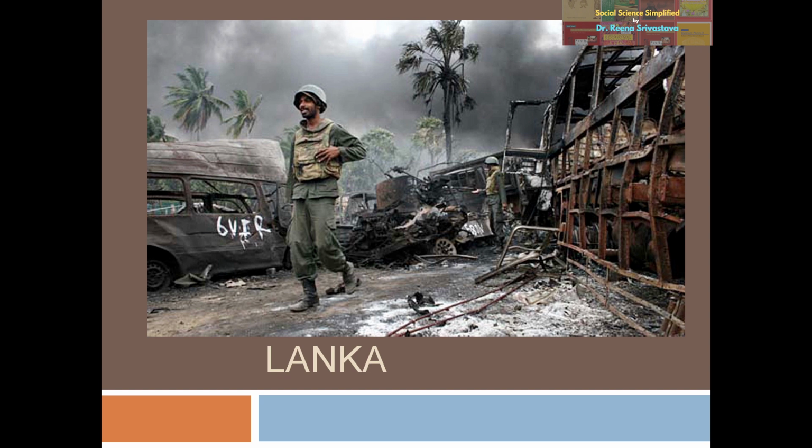And so what happened? What were the implications? The economy went down, the gender ratio was disturbed. Although in 2009, V. Prabhakaran, the head of LTTE, was killed in the forests of Jaffna, and this led to the end of civil war in this society. But the consequences were quite devastating in Sri Lanka.